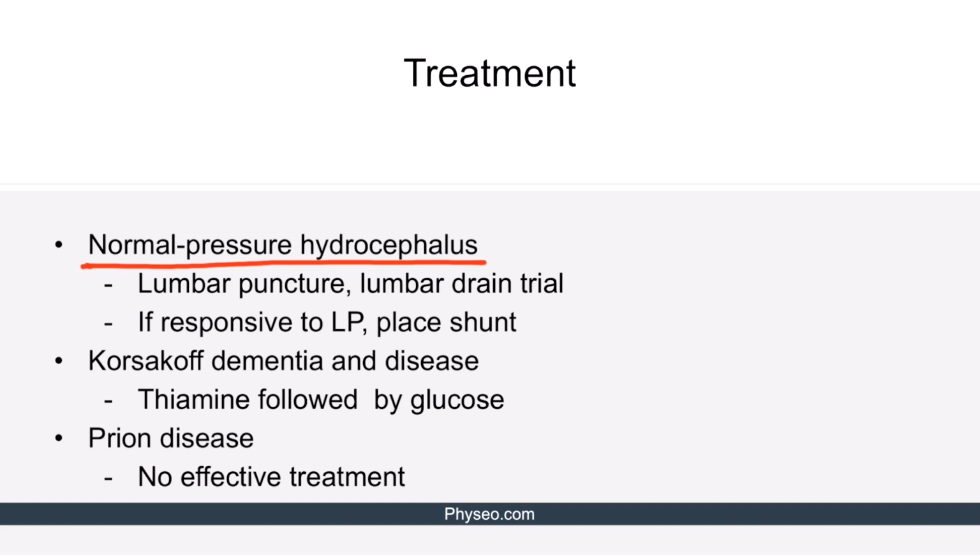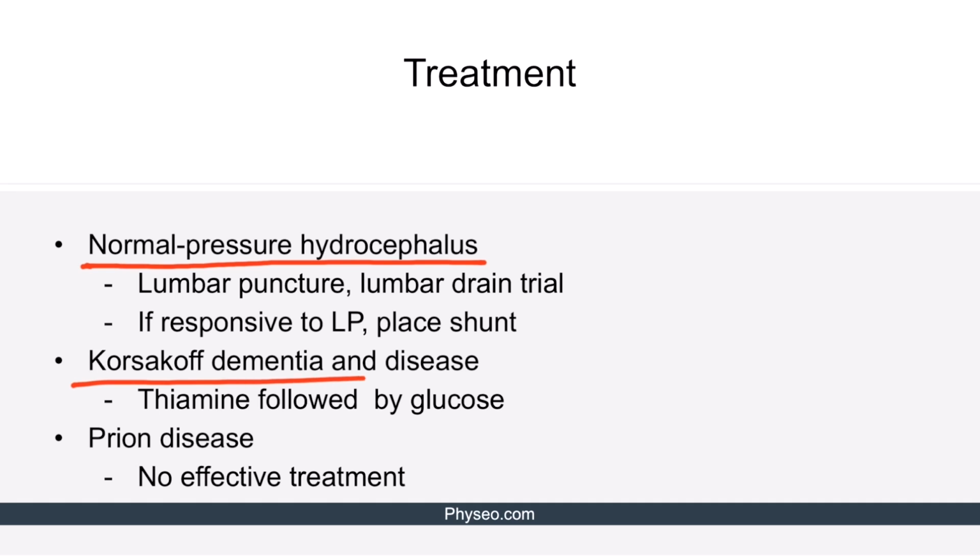In these patients, a trial lumbar puncture can be completed to see if the patient has symptomatic improvement after removal of CSF. If so, then a lumbar drain trial can be performed where the catheter is left in the space to see if there is improvement to determine if the patient would be a suitable candidate for ventricular shunting. If a patient improves with multiple lumbar punctures or a lumbar drain trial, then a ventricular shunt should be placed.